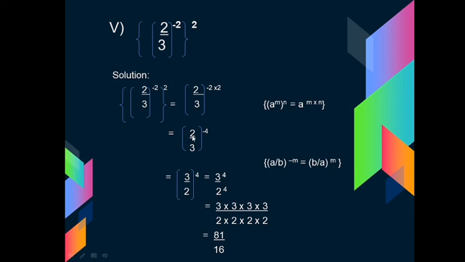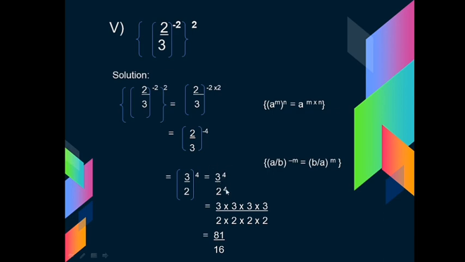So we consider a as 2, b as 3, and the power minus 4 means it is m. To make this exponent positive, we have to write the reciprocal of this number. So the reciprocal becomes 3 by 2 whole raised to the power 4 by using this law. If it is given whole raised to the power 4, it means 4 is the exponent for both numerator and denominator. So we can write it as 3 raised to the power 4 divided by 2 raised to the power 4.